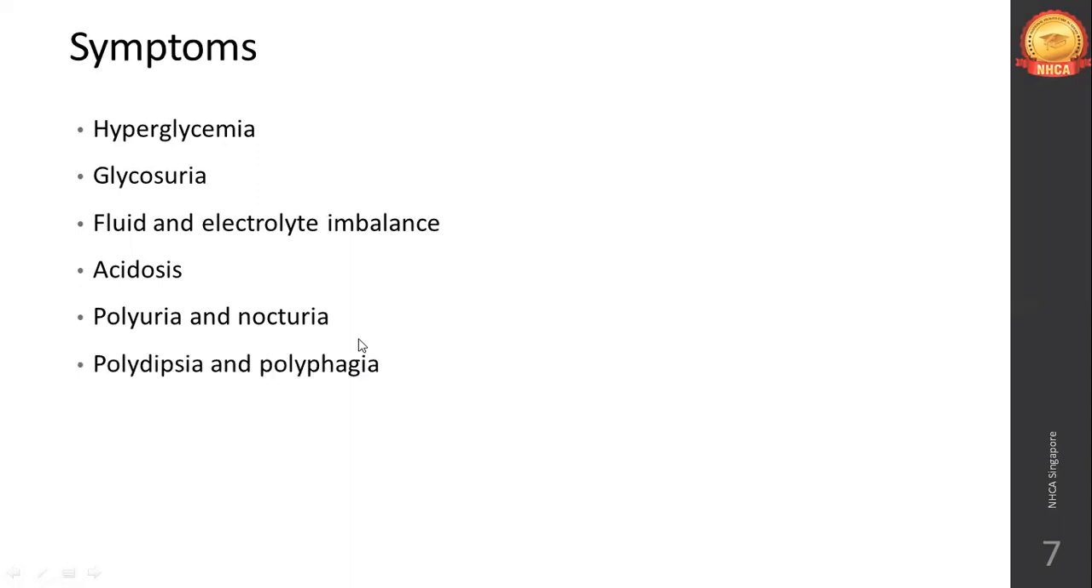Polydipsia and polyphagia. Thirst mechanism, increased thirst, that is polydipsia. Polyphagia is increased hunger. Why increased hunger? Cells do not have energy. Cells are not getting energy. Even though you're giving them food, cells are not able to take energy from the glucose. So the body will forever be in a hungry mode.